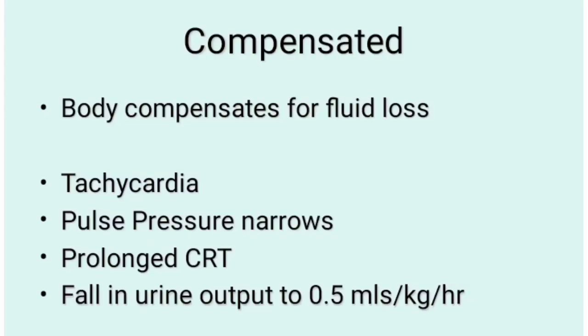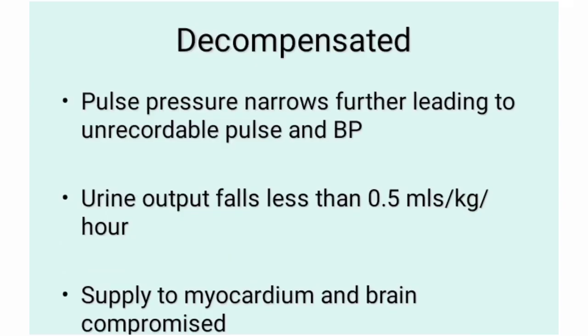In compensated shock, the body compensates for the fluid loss in the form of tachycardia, narrower pulse pressure, prolonged CRT, and a fall of urine output to less than 0.5 ml per kg per hour. In decompensated shock, however, the pulse pressure narrows further, leading to unrecordable pulse and BP, and urine output also decreases to less than 0.5 ml.